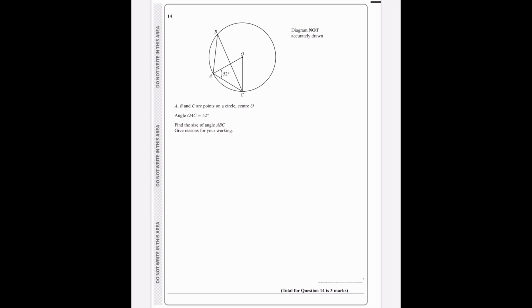Question 14, circle theorems. Just be careful on this one. It does say give reasons for your working. You need to give at least 2 out of the 3 justifications in this question. Okay, so we know that angle ACO is going to be 52 degrees because OA and OC are radii and therefore the same length, meaning this is an isosceles triangle, and base angles of an isosceles triangle are always equal.